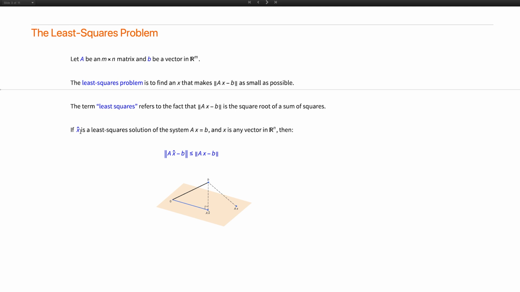Now, the fact is that if you have a least squares solution and then you take any other vector, then the error over here is going to be at most the error over there. So you always have a minimal error coming out of the least squares solution. In the picture shown over here, you have the vector b, you have the least squares solution, and you can see that the distance over here is less than or equal to the distance over there, the norm.